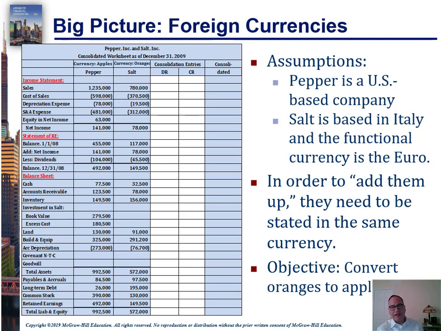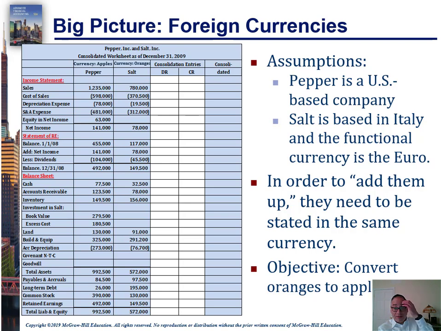Let's say you're consolidating Pepper with Salt. You can see here's the consolidation worksheet. Pepper is denominated in apples, and Salt is denominated in oranges. This is the ultimate mixed metaphor. Salt is denominated in oranges. You can't just add them together because they're using different currencies.